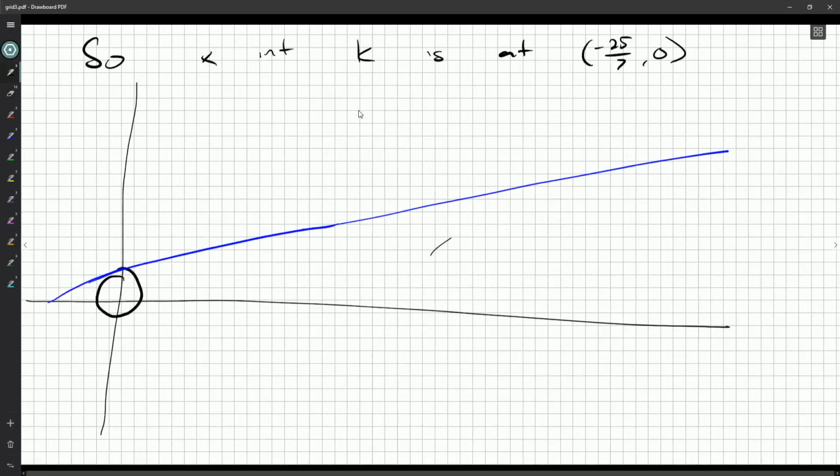Let's make the other circle a little bit bigger. Get that tangency point going quite nicely.